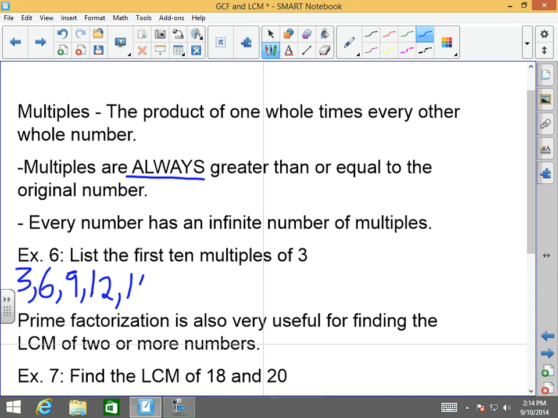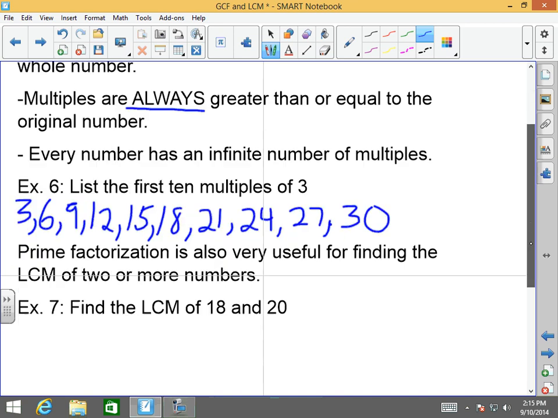3 times 5 is 15. 3 times 6 is 18. 3 times 7 is 21. 3 times 8 is 24. 3 times 9 is 27. 3 times 10 is 30. Those are the first 10 multiples of 3. So you find multiples by starting with 1 and multiplying by every single whole number. Does that make sense? Okay.